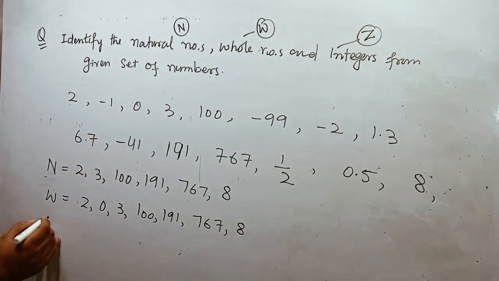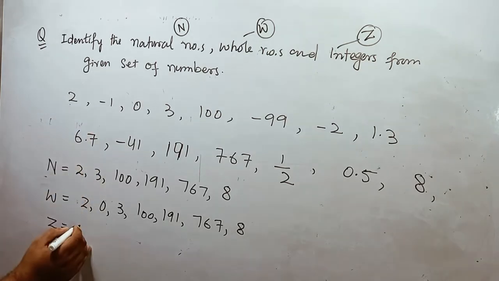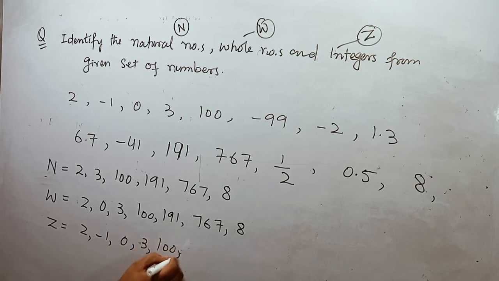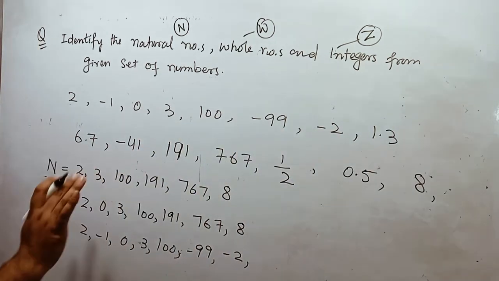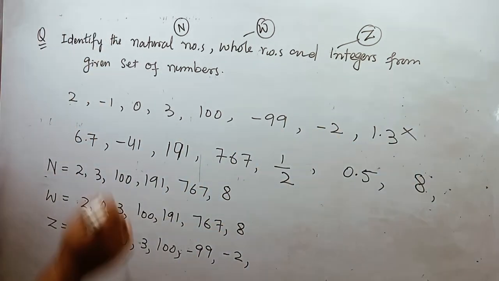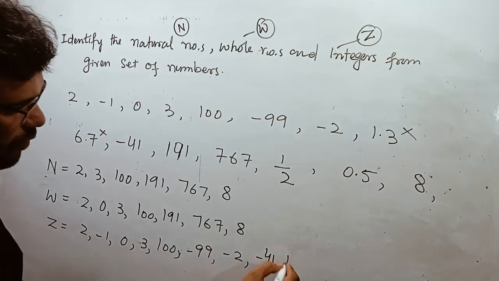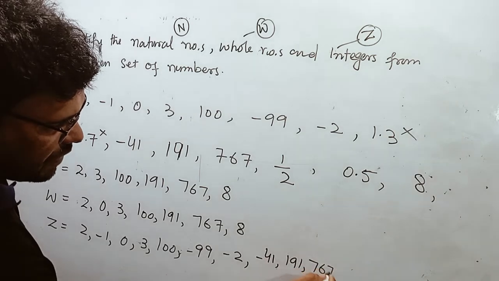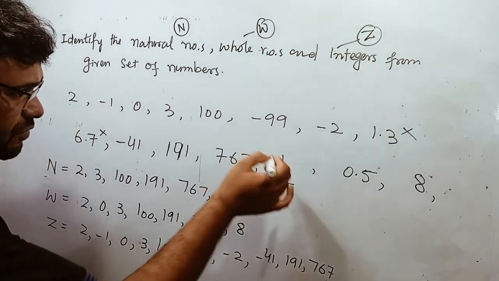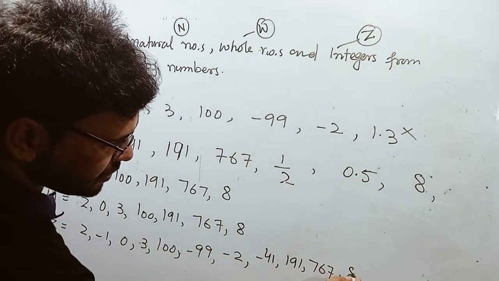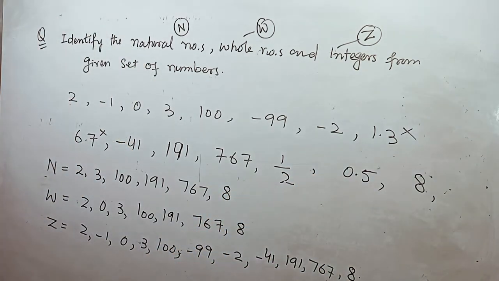Now next, that's group of integers. You can start here. 2 is, -1 is there, 0 is there, 3 is, 100 is there, -99 is there, -2 is there, 1.3 is not an integer, and 6.7 is not an integer, -41, 191, 767. If you will see 1 by 2, it is actually 0.5. It's not an integer here, and 8. These are the integers from this set of numbers.